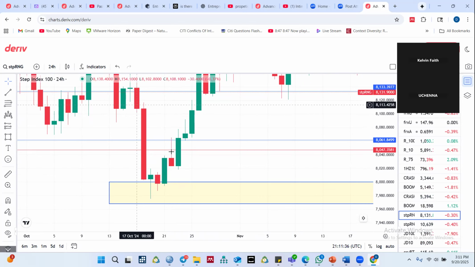We were not seeing it because we are on 24 hour. If you go to 4 hour, you see that there's a bearish candle. Then price also hit it and then moved up. So that's using it as both support and resistance. Do you get it?